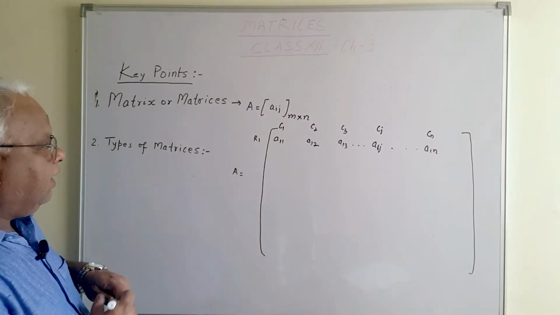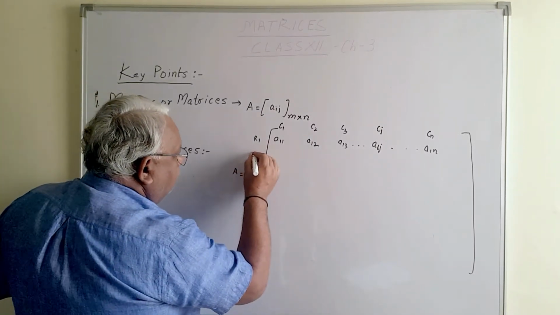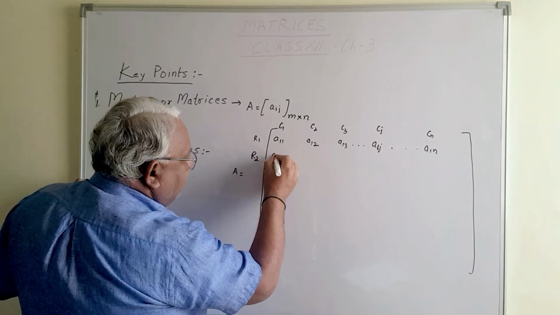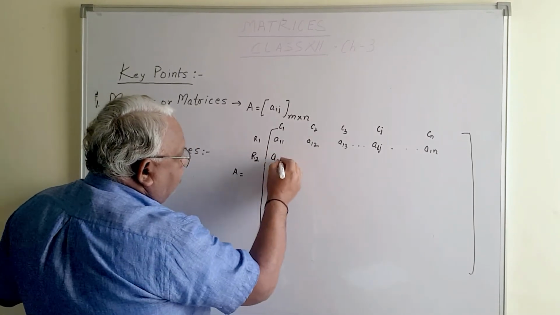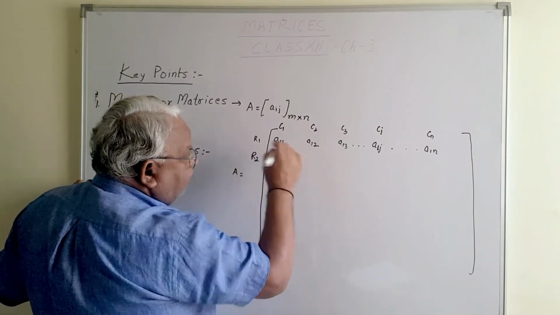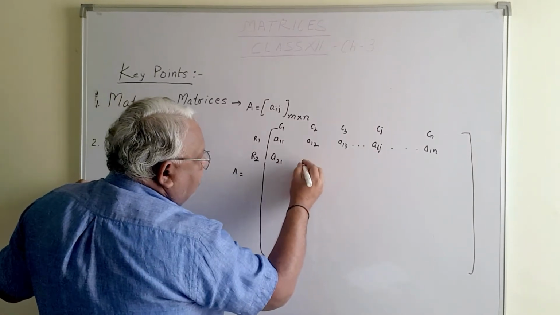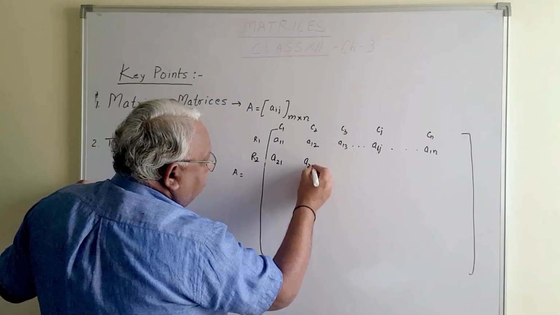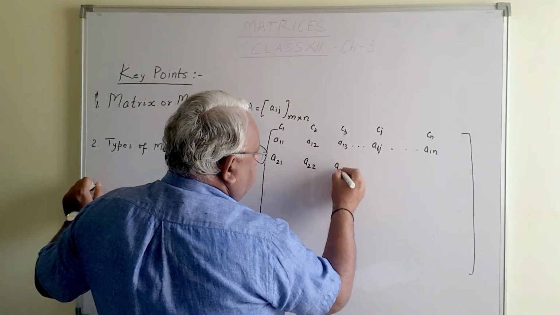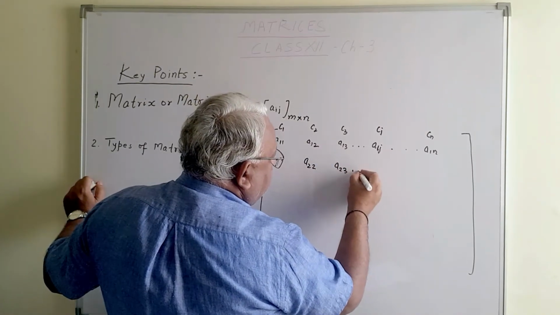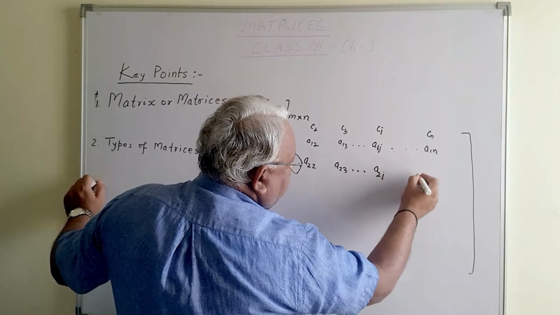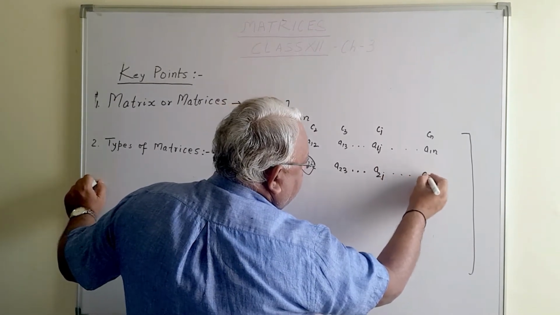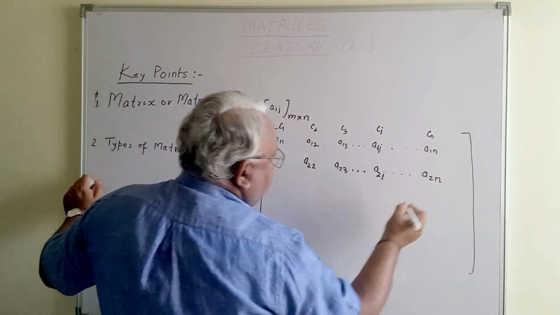Now let us move to write the second row. As I told you, for the second row, the row is fixed and only the column will move. We are moving column-wise, so it will move like this: A22, A23, then again you will land up here in the jth column, and again you will land up here in the nth column.